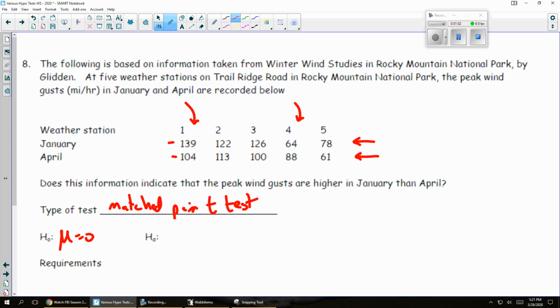And the second one says higher in January. So if I subtract L1 minus L2, that would be positive numbers right there.